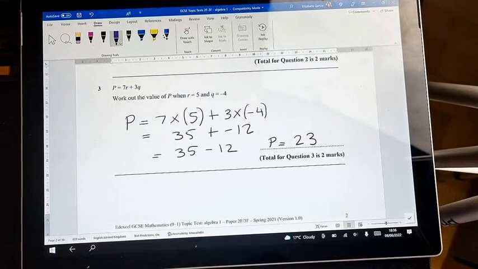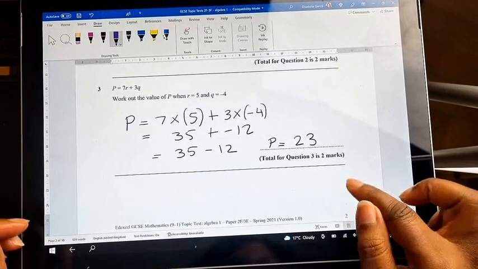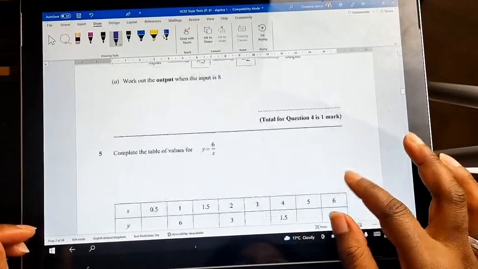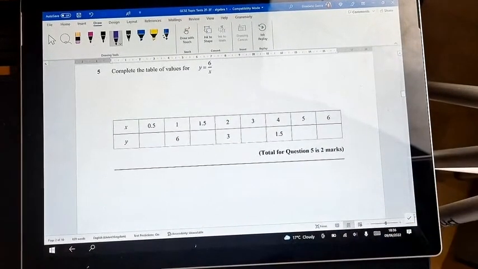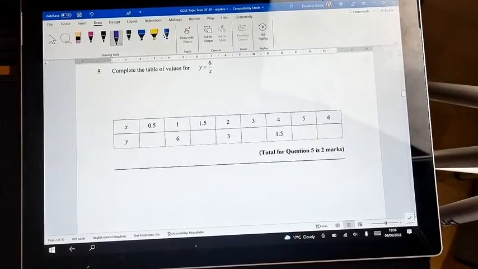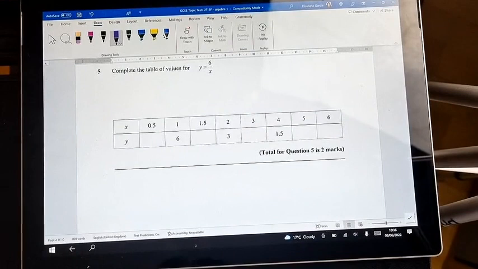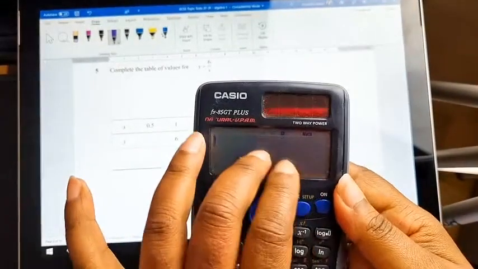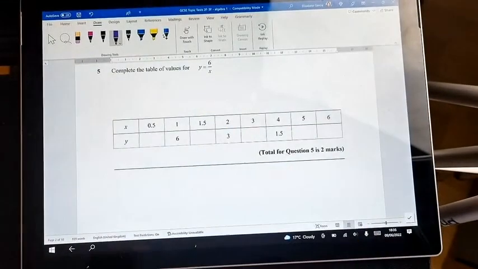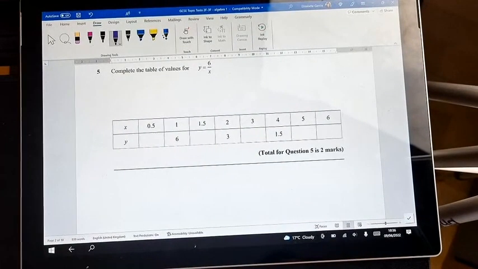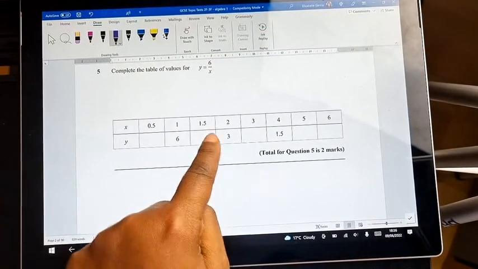Now I'm going to show you a trick for one of the questions that I know comes for foundation and higher, guys. These are the type of questions. Can you write in the comments whether you find this easy to type in a calculator, or would you do it step by step, dividing 6 divided by each of those values?